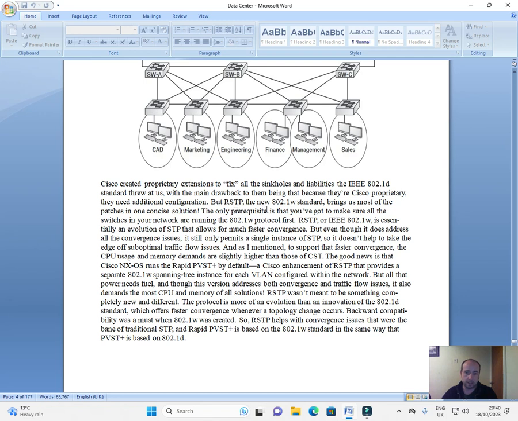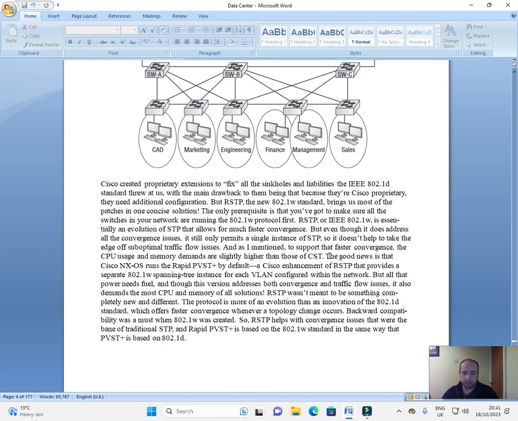But RSTP, the new 802.1w standard, brings us most of the patches in one concise solution. The only prerequisite is that you've got to make sure all the switches in your network are running the 802.1w protocol first. RSTP, or IEEE 802.1w, is essentially an evolution of STP that allows for much faster convergence, but even though it does address all the convergence issues, it still only permits a single instance of STP, so it doesn't help to take the edge off suboptimal traffic flow issues.